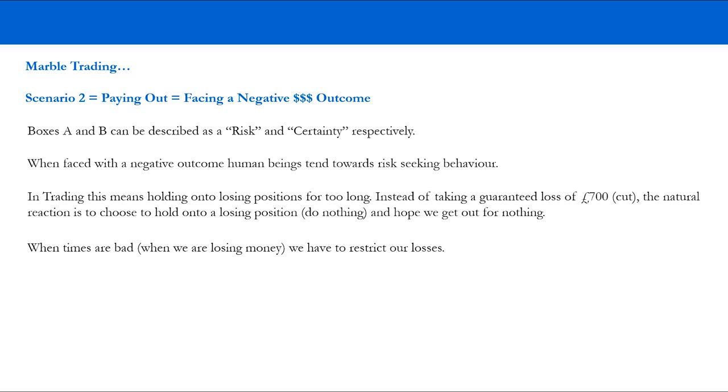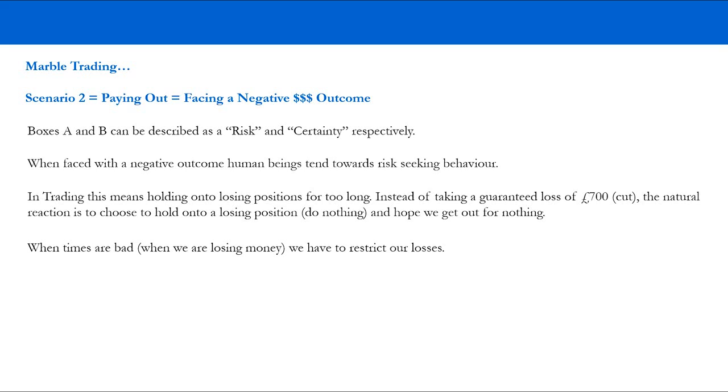So we actually have to be doing the opposite again. In trading and portfolio management, what you have to be doing when you're faced with losses is take the guaranteed loss, not the unknown loss. Because if you think about this, we've looked at this as a one-shot scenario in both scenarios of getting paid and paying out. But what if you did this exercise over an infinite amount of trades?